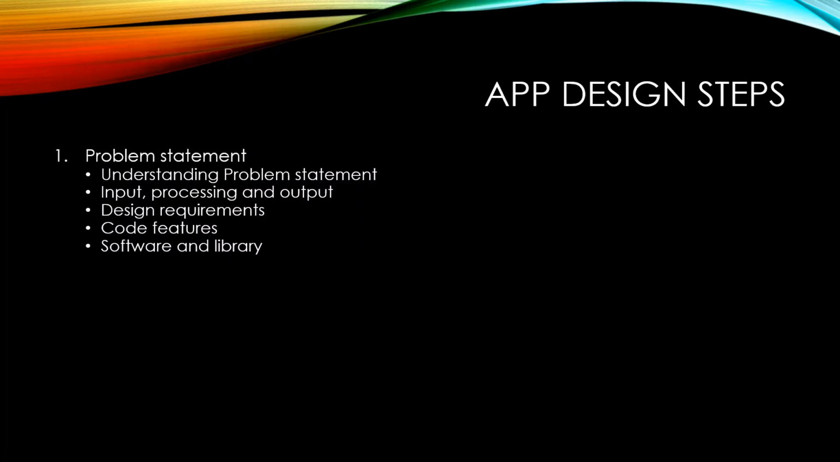The very first thing we have to do is understand the problem statement and then break it down into input, processing, and output. Based on these input, processing, and output, we will decide the design which we have to implement for the app. And then we have to list the features which we would like to have in the app. And to achieve this design and the coding features, what are the software and libraries required? This is the first step.